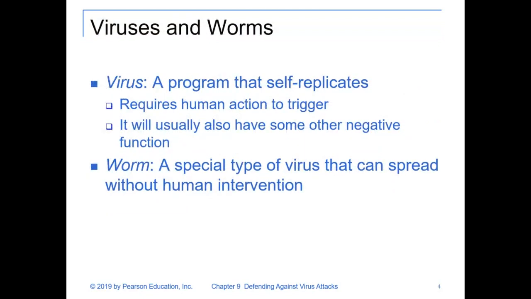So first we can start by discussing what a virus is and the difference between a virus and a worm. Some people are going to lump worms in as a type of virus, but we'll look at the difference. A virus is a program that self-replicates. Now, it does require human action to trigger, and it usually has some other negative function. A worm is a special type of virus, and this gets spread without human intervention.